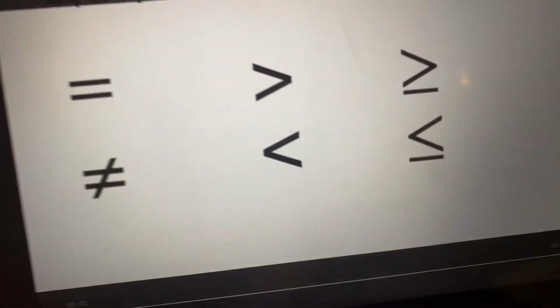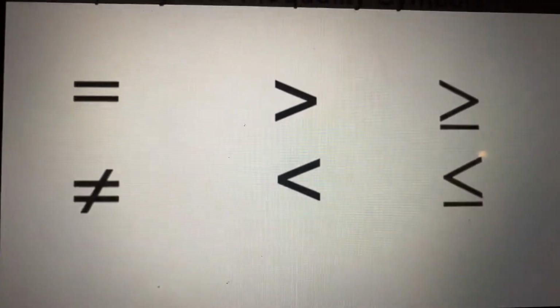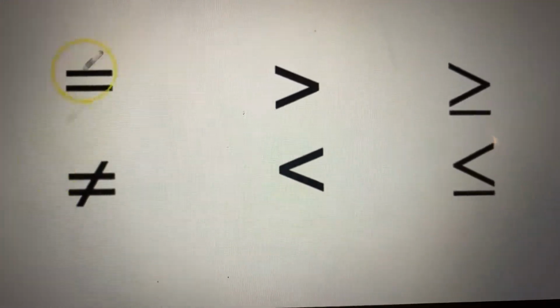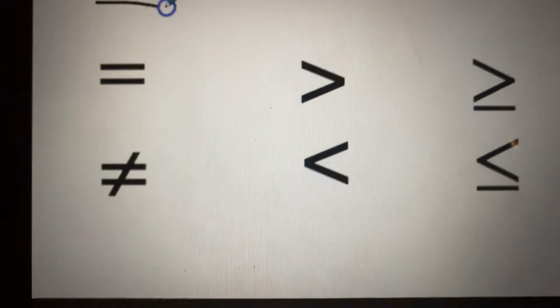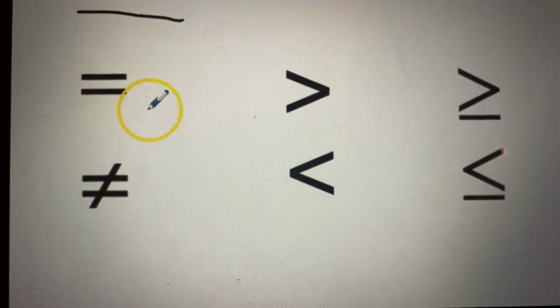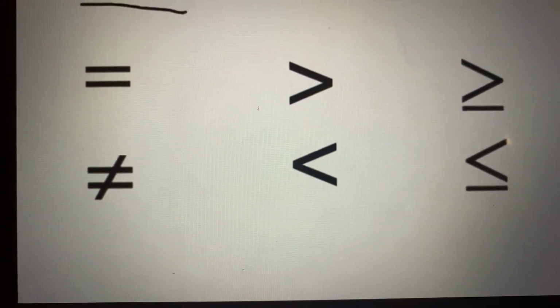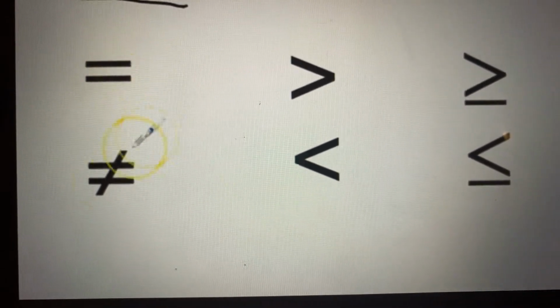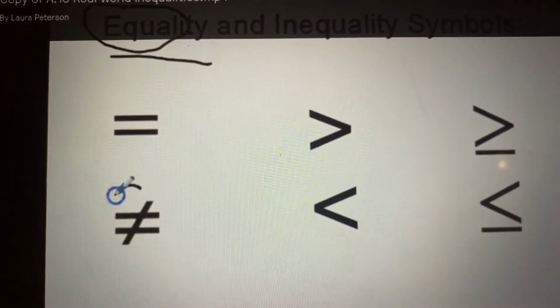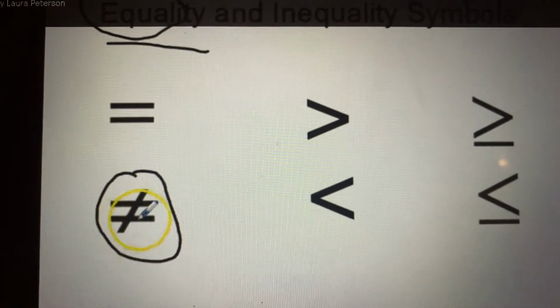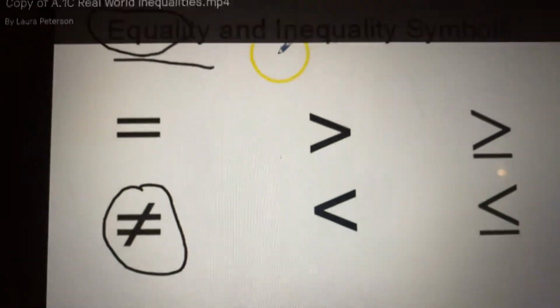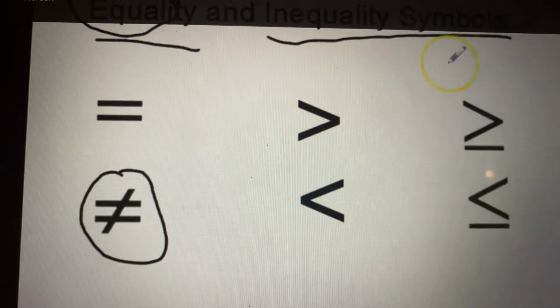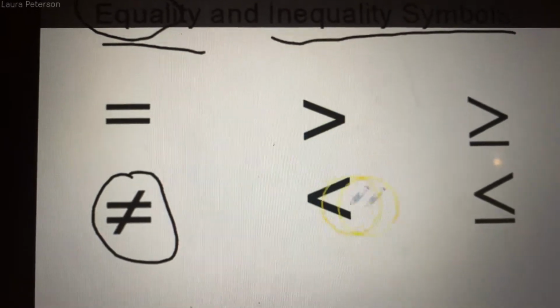We're going to take a look at the real life inequalities slideshow here for you. The first one that we're going to start on, we're going to talk about our equality signs. The equality sign, almost looking like the word equal here, gives you your equal. And then the line through this one here obviously means your not equal sign. Your inequality symbols is the one that shows your greater than and less than.